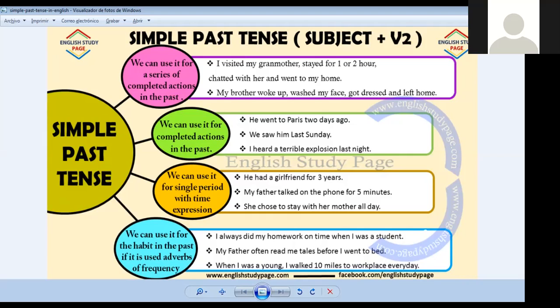Sería, I did, I was working. No, ok, chicos, español, español.